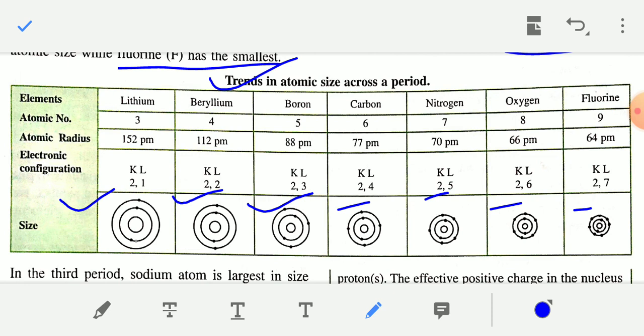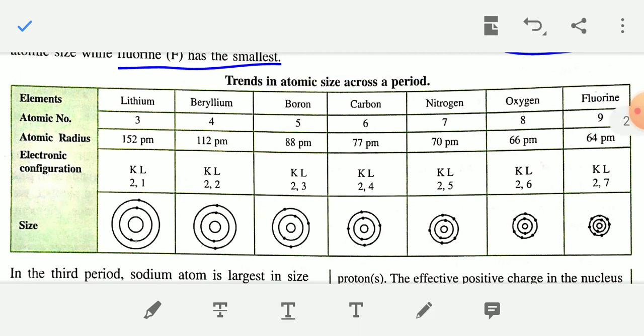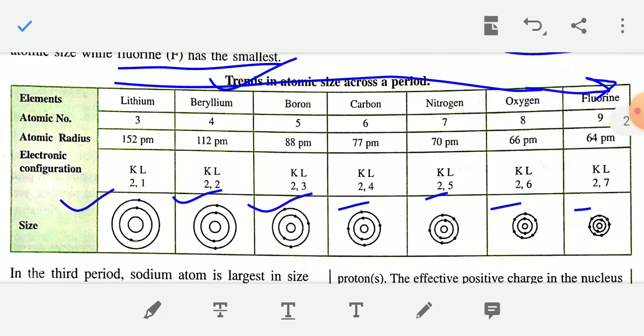But from left to right, from lithium to fluorine, atomic number increases, so nuclear charge increases. Okay, and force of attraction between the nucleus and outermost shell increases. Therefore size of atom decreases from left to right across a period.